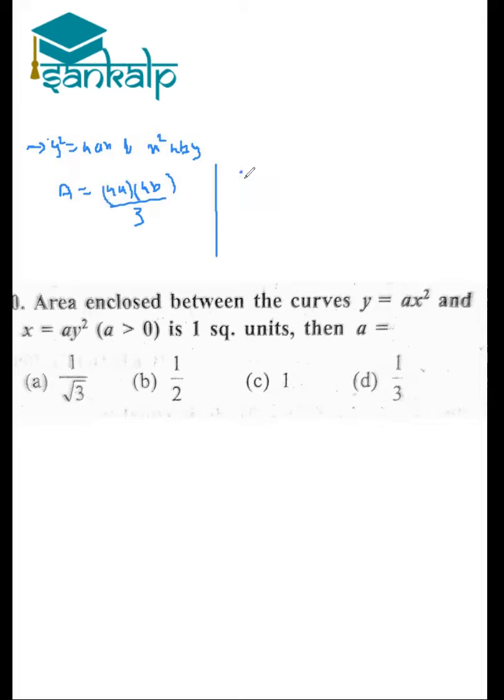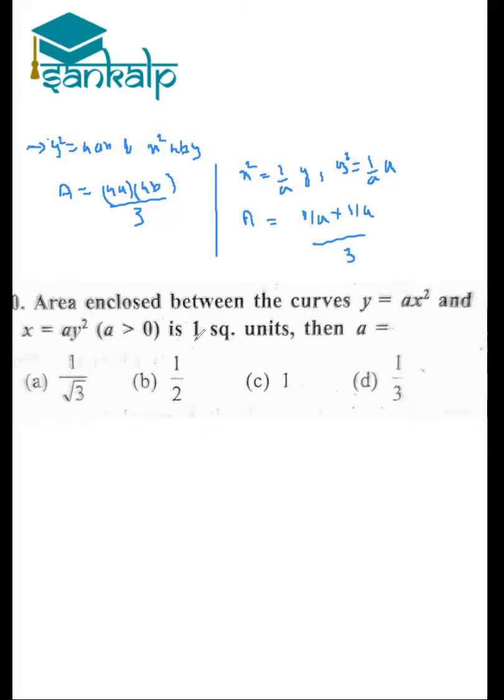The equation 1 can be written as x² = (1/a)y, and the second equation can be written as y² = (1/a)x. So in place of 4a, we have 1 by a. So the required area will be equal to 1 by a into 1 by a divided by 3.